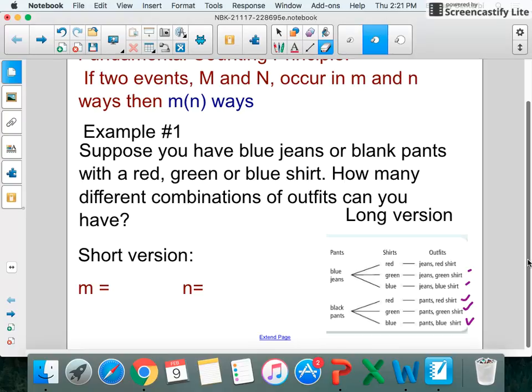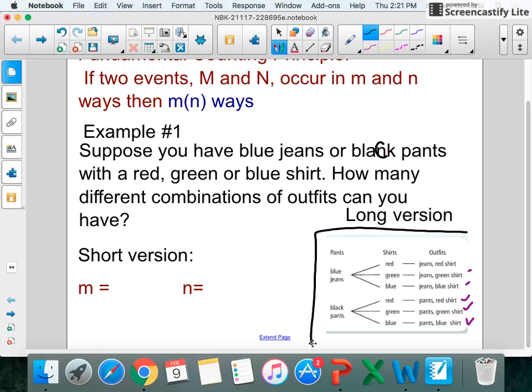So for example, suppose you have blue jeans or black pants, with a red, green, or blue shirt. How many different combinations of outfits can you have? If you look over here to the right, the long version, in 6th grade you probably made a little chart that looked like this, and you would break apart all your different options and figure out how many there are. So if we look, there's 1, 2, 3, 4, 5, 6 different options. Now we're going to just do it the mathematical way.